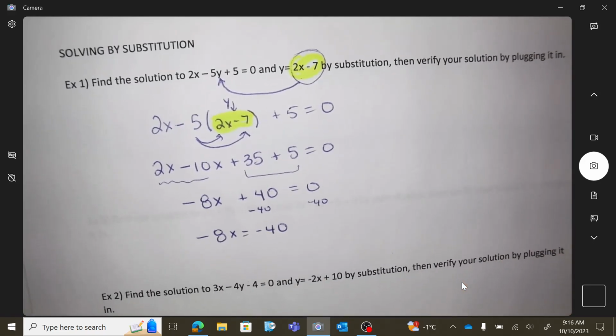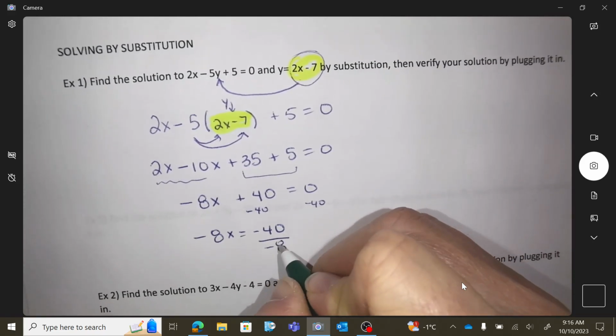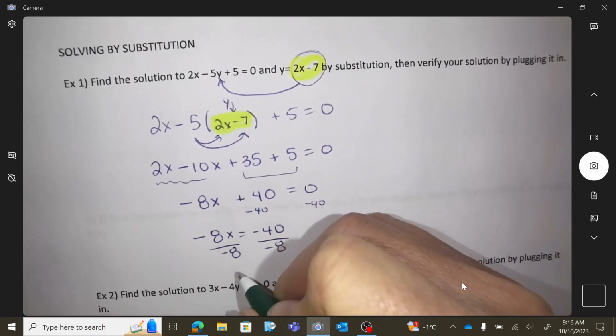So this is what I would call isolation. I'm just trying to work to get x alone. So I'm going to move things away from the x. Then I'm going to divide the coefficient away.